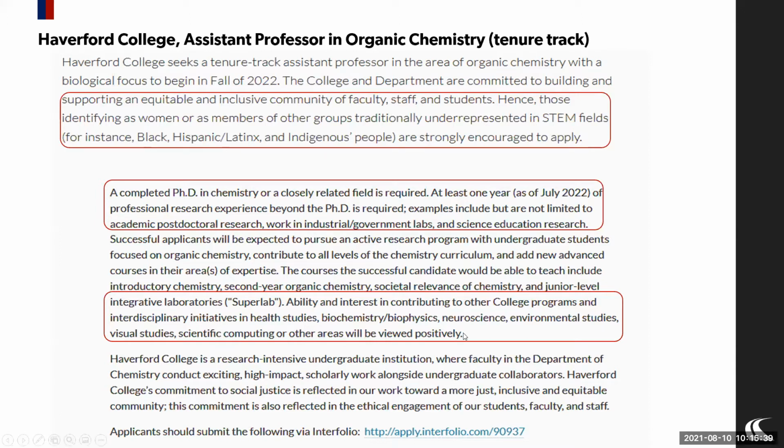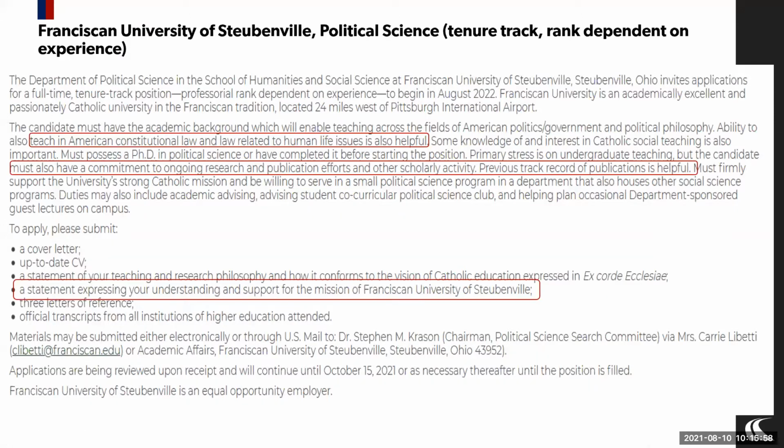Then they're giving you some information about what it is they want you to teach, but then they're actually saying ability and interest in contributing to other college programs and interdisciplinary initiatives, right? So these are some areas that you might think, aha, all right, these might be some things that I might address in my cover letter, because these may be unique to Haverford, what they're looking for. And a third example is Franciscan University of Steubenville in their political science department.